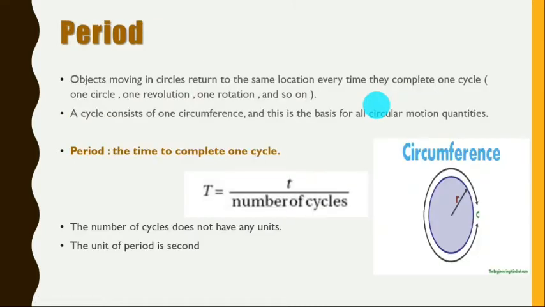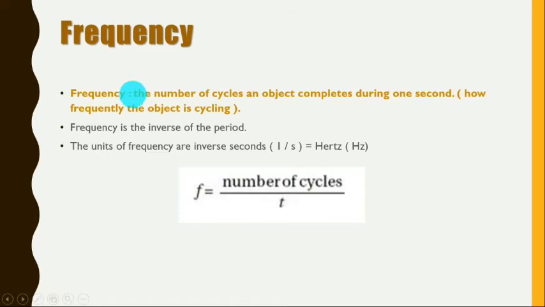So here in 1 second, I don't care about the cycle, I care about the time now. In 1 second, I have a stopwatch. I start the time, then the object starts to move. Then I stop the stopwatch in 1 second and I see the distance or how many cycles the object has finished in 1 second. Okay? This is the meaning of frequency, the number of cycles an object completes during 1 second.